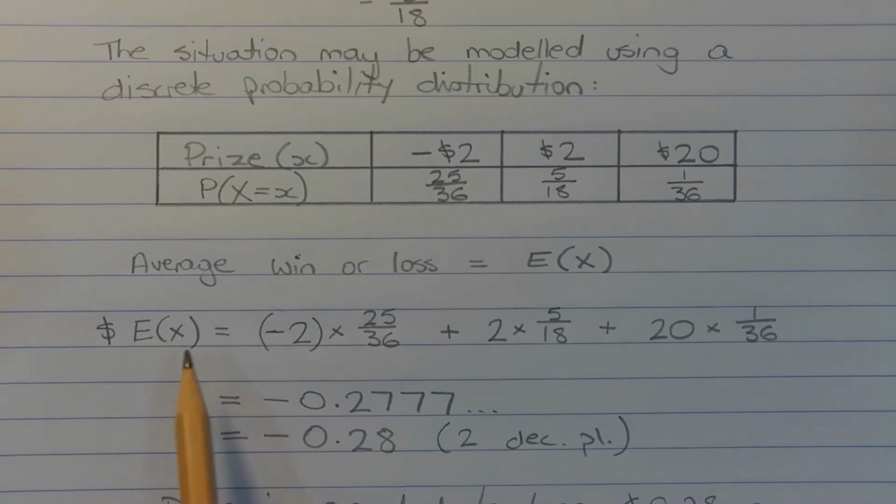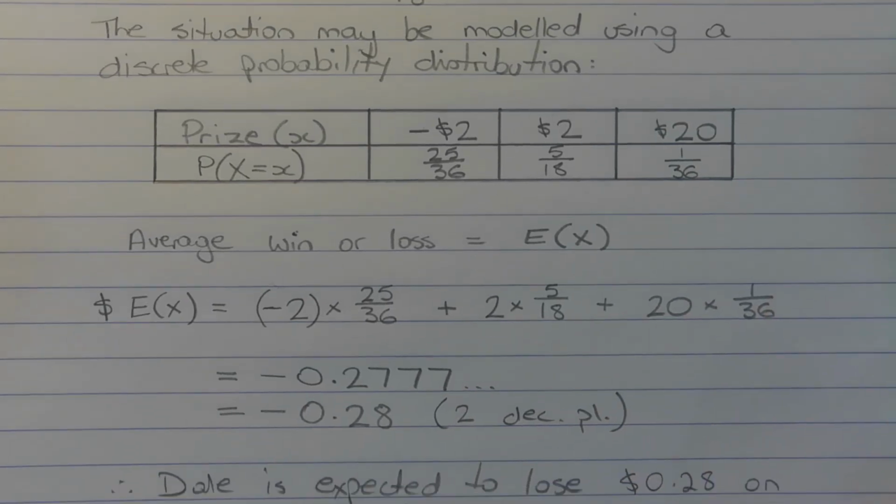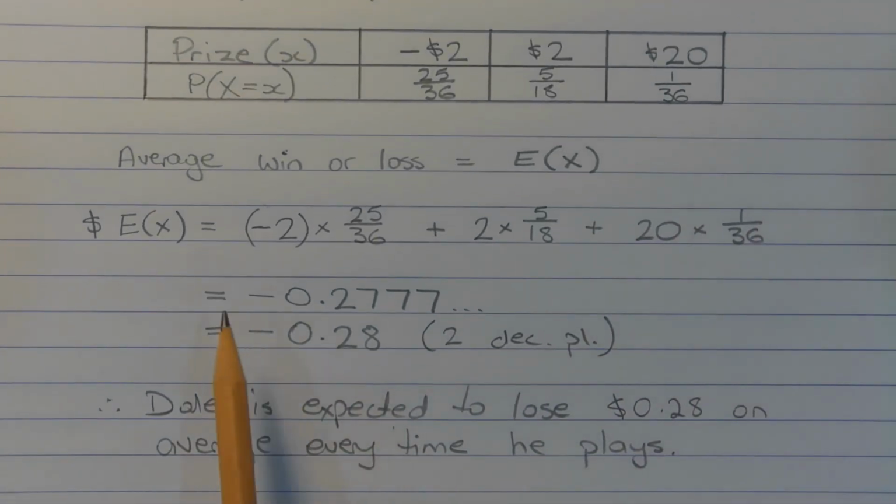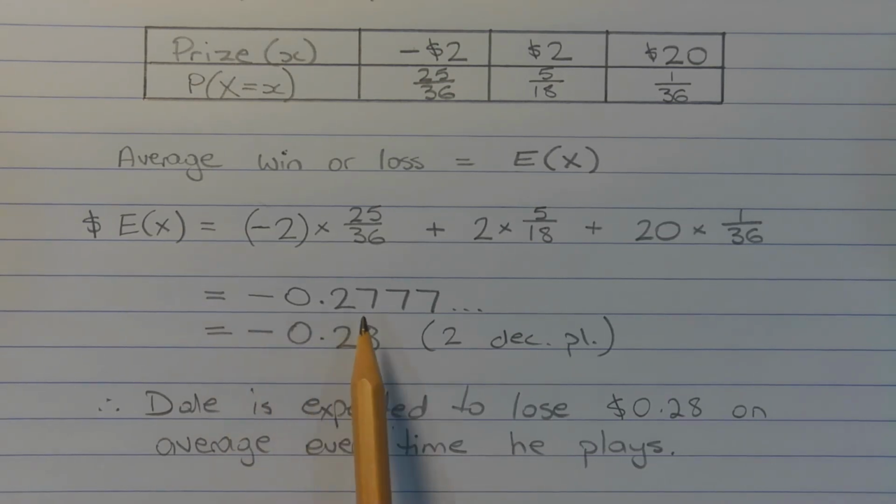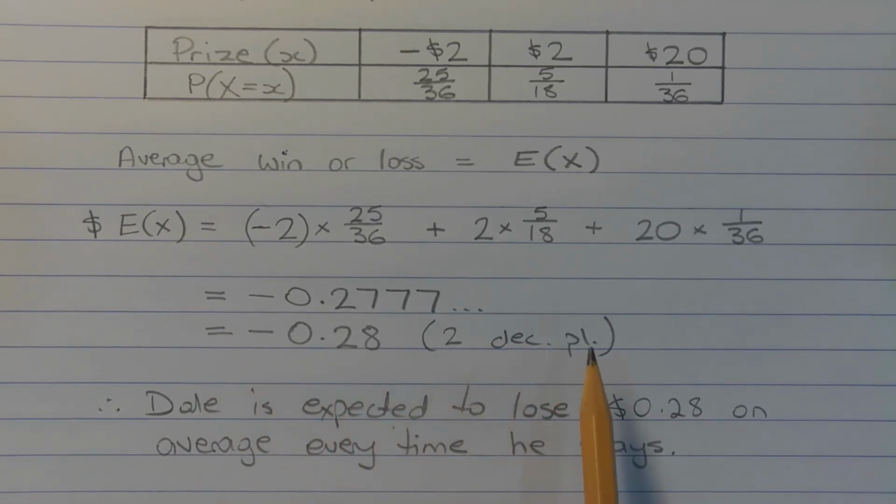So the expected value of x is equal to negative 2 times 25 over 36 plus 2 times 5 over 18 plus 20 times 1 over 36, which equals negative 0.2777 and so on, which rounds to negative 0.28, correct to 2 decimal places. Therefore, Dale is expected to lose 28 cents on average every time he plays.